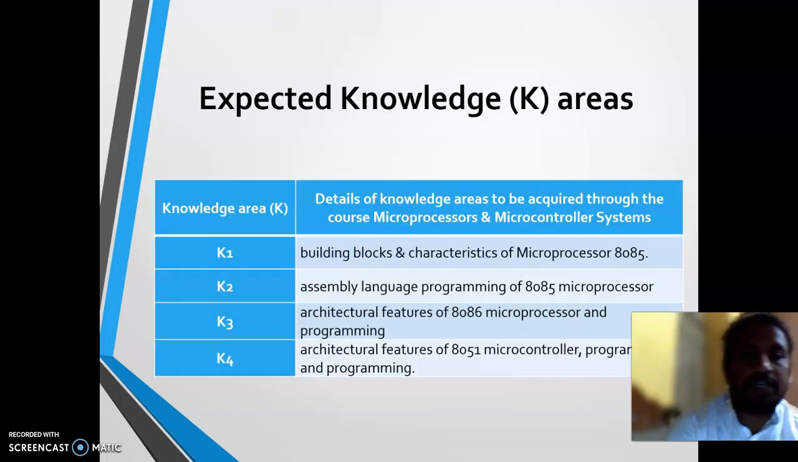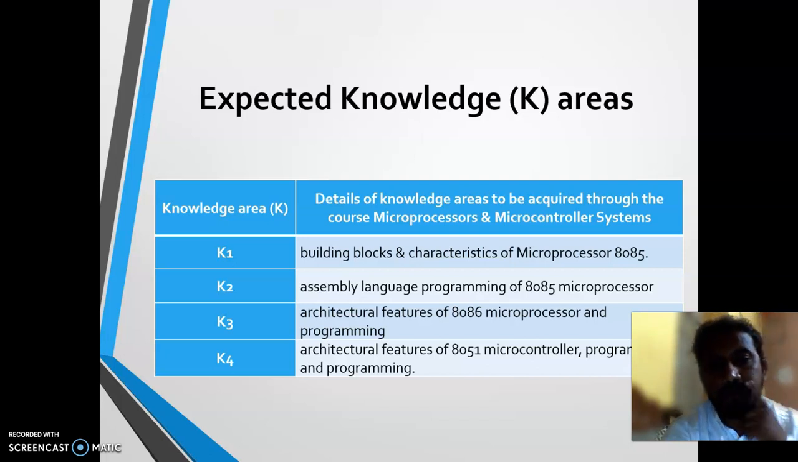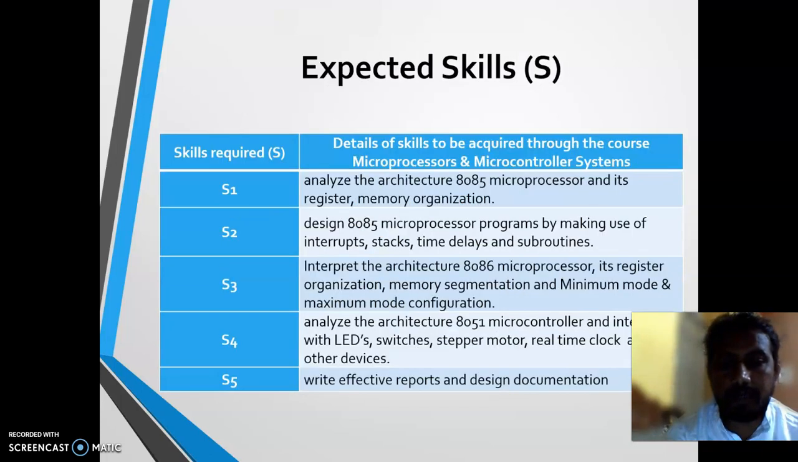First of all, the expected knowledge areas. You will have four knowledge areas: building blocks and characteristics of the 8085 microprocessor, assembly language programs of the 8085 microprocessor, architecture features of the 8086 microprocessor, and architecture features and programming of the 8051 microcontroller. These are the skills you will be developing once you go through the course on microprocessor and microcontroller systems.